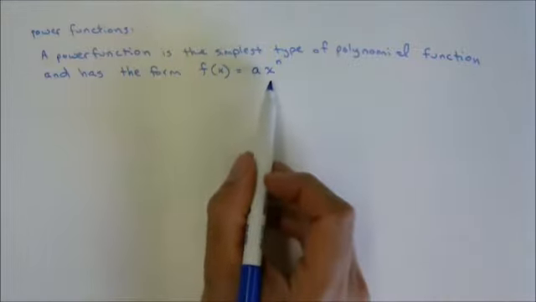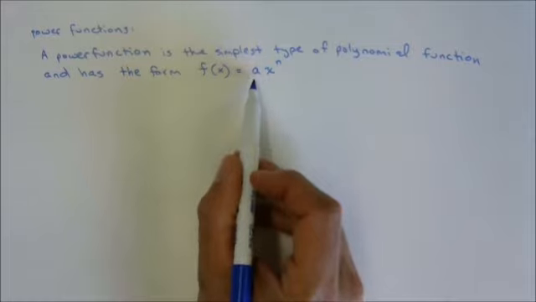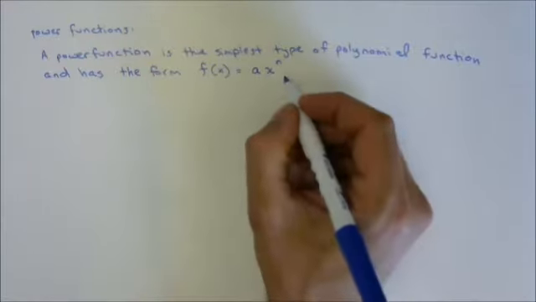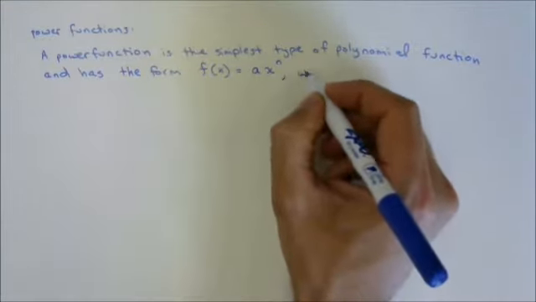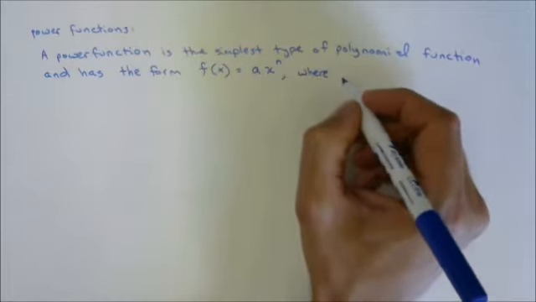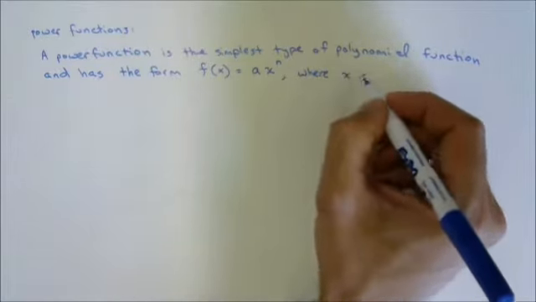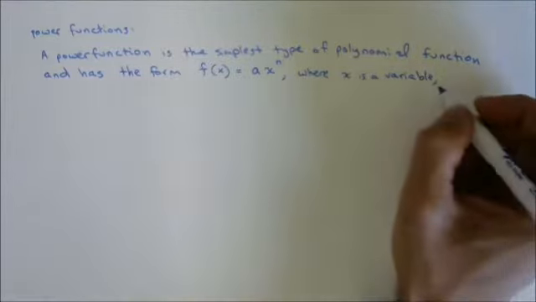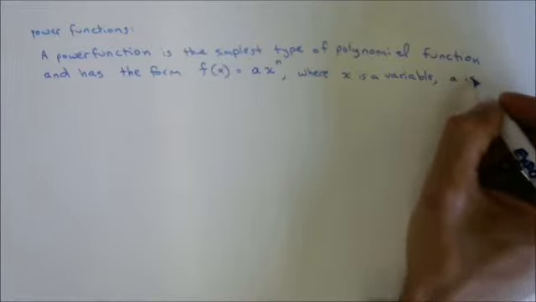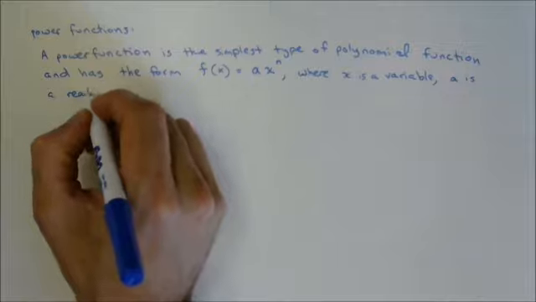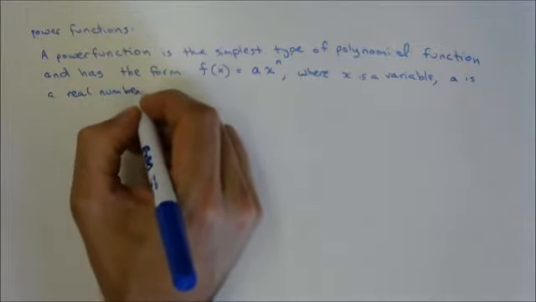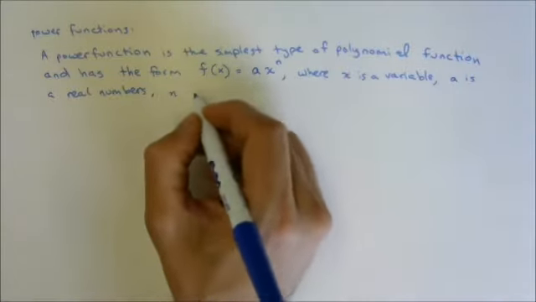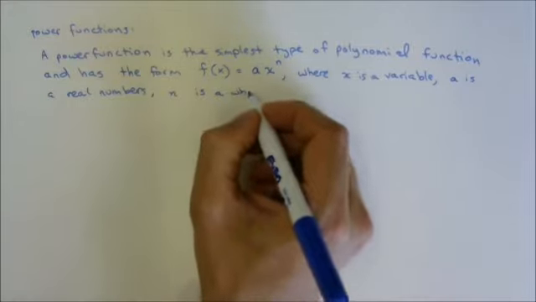So here you have your variable, which is x, you have your coefficient, which is a, and you have your exponent, or your power, which is n. What's important about these things, we always have qualifiers here, where x is a variable, a is a real number, so it's from the group of real numbers. It's not an imaginary number. And n is a whole number.